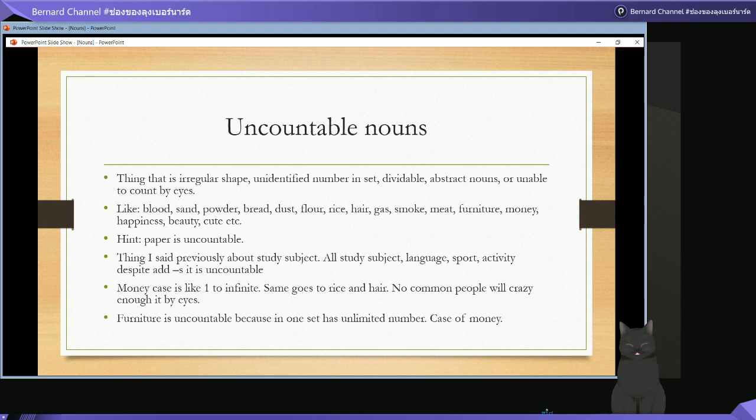And one detail I want to give you about this is paper. Paper is an uncountable noun. Wait. Wait, some people are gonna say, what? Paper? Seriously? We use it every day. A piece of paper. A piece of A4, A3, A2. Yeah, it is countable. But have you ever realized the process before it becomes paper? If you realize that, it will be very uncountable.